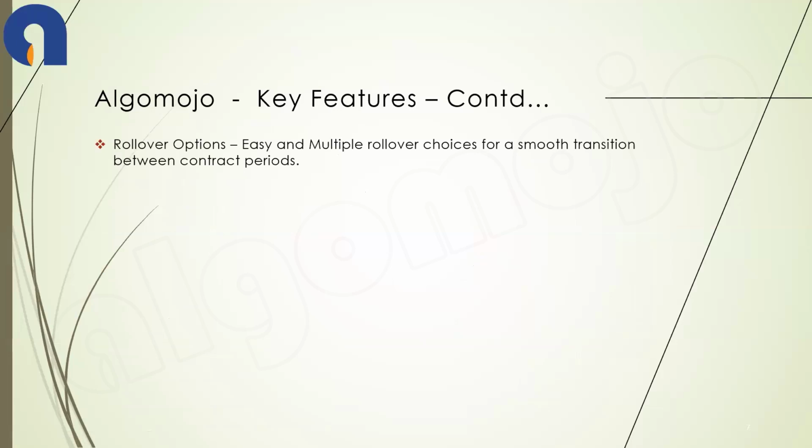Some of the key features continued. You can roll over your strategies. Suppose you are doing a weekly expiry, then on the day of the expiry, you can roll over the existing position and take the positions for the next expiry, whichever you set. It can be weekly expiry or it can be monthly expiry, depending on what you choose. All these are to be set on the Algomojo platform itself.